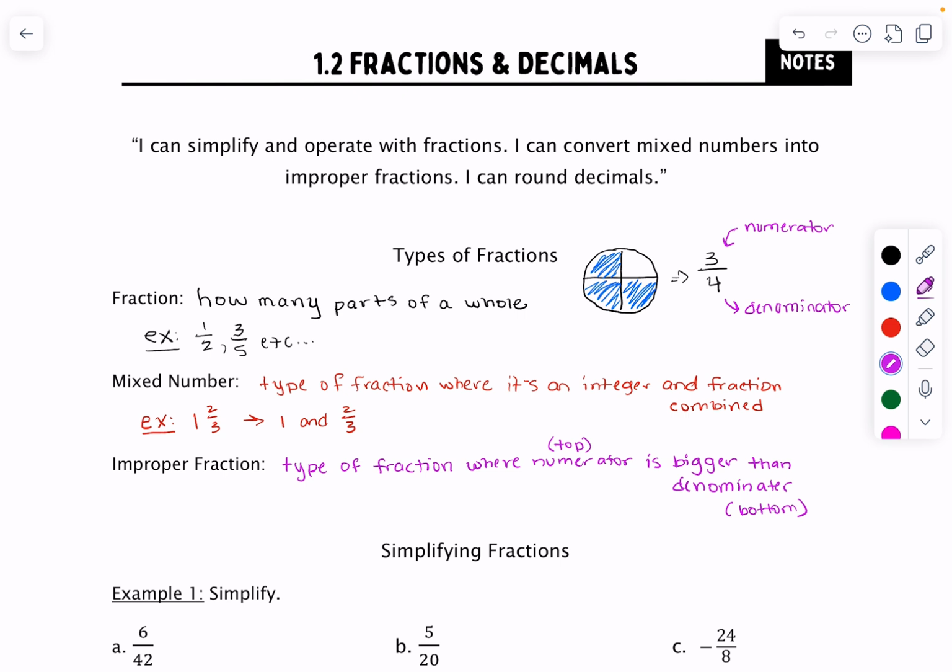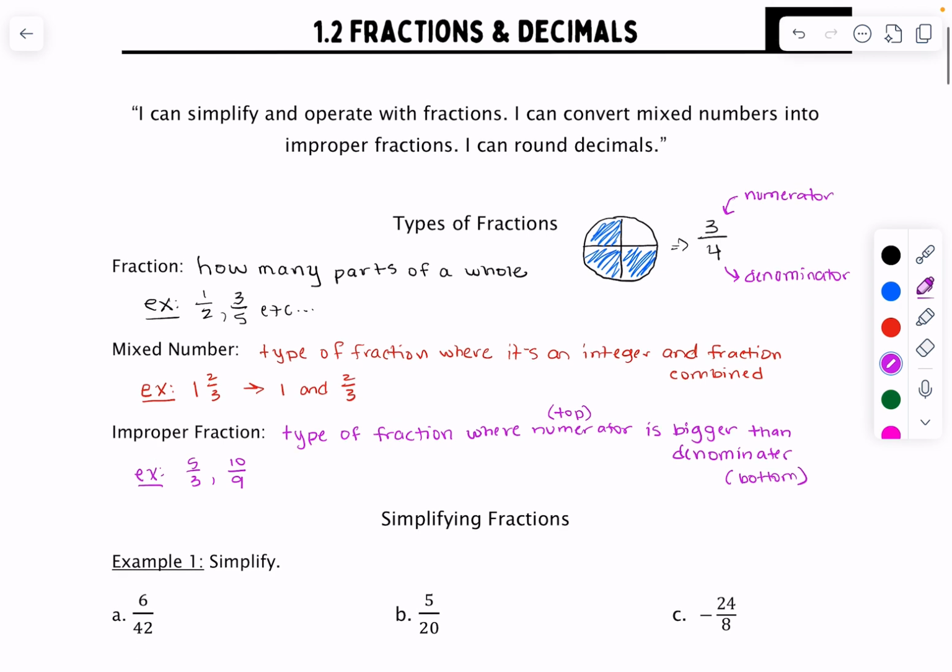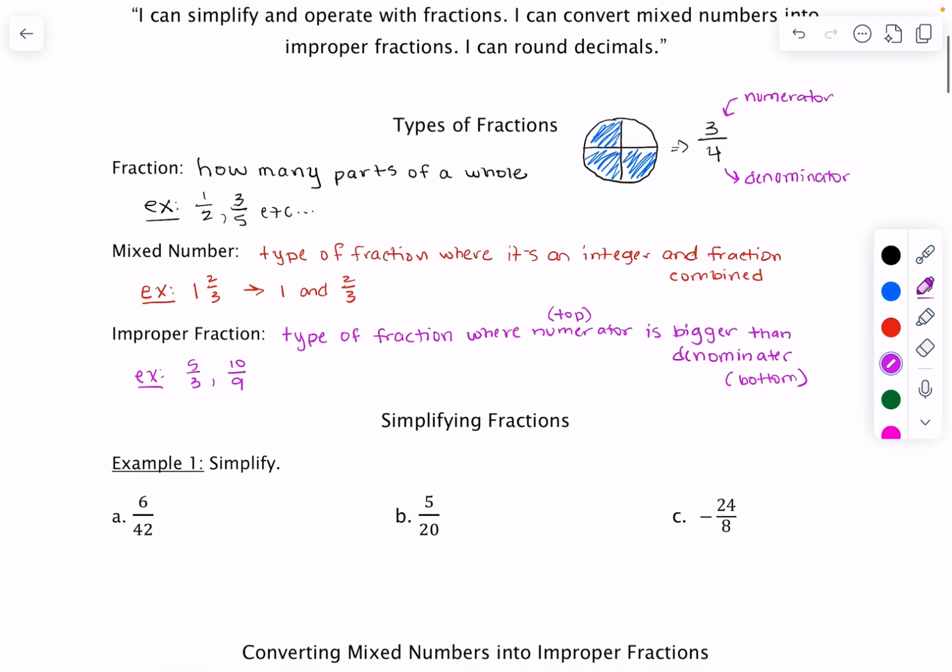Okay, so what are some examples of an improper fraction? Something like 5/3, or maybe 10/9. Any type of fraction where the numerator is bigger than the denominator is an improper fraction. In this class, we only really work with fractions and improper fractions. We don't work with mixed numbers. And we're going to talk in a little bit about how we deal with a mixed number if we come across one. Okay, so our next step I want to talk about is simplifying a fraction.